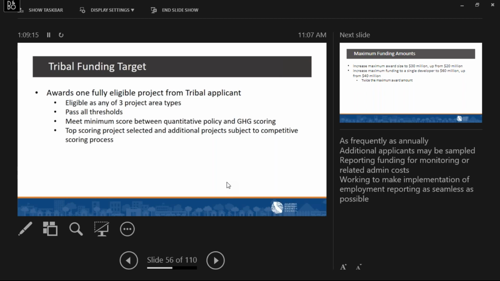Something new to round 5 is that AHSC now has a tribal funding target. What this means is that if a project from a tribal applicant is fully eligible and meets all of our eligibility criteria, that project will be awarded. Tribal projects are eligible as any of our 3 project area types, so this would contribute to any of those project area type funding targets as well. If we receive more than 1 tribal funding application, the top scoring tribal application will be used to meet this funding target, though all the rest of our tribal projects will just be subject to the normal AHSC scoring and awards process.